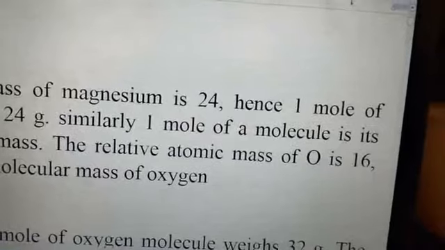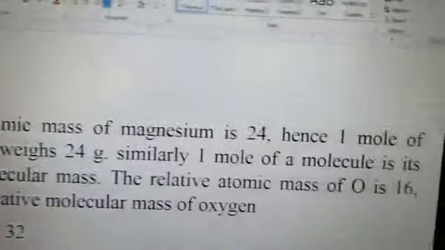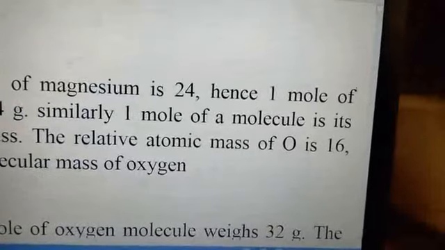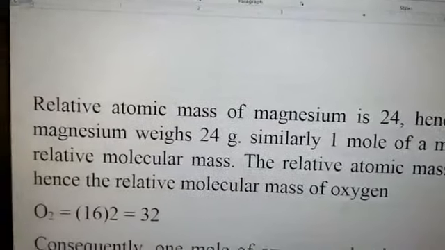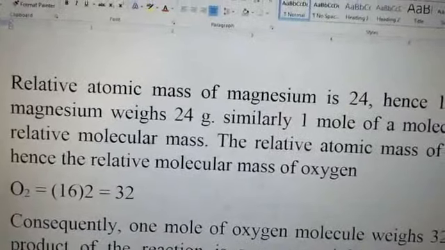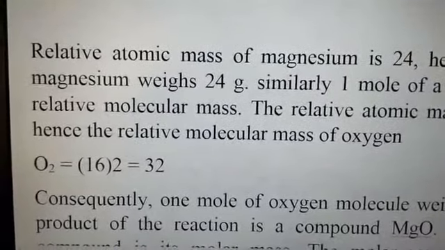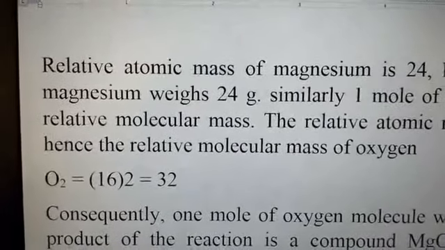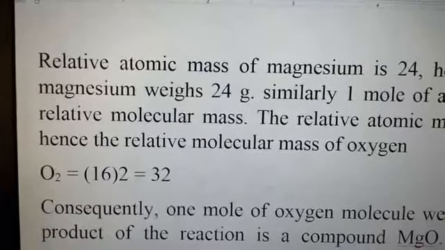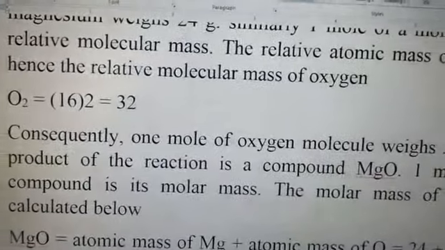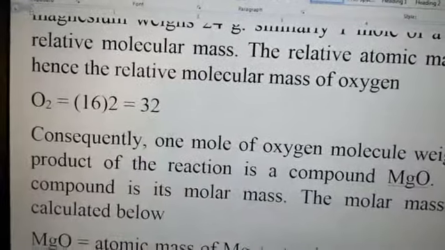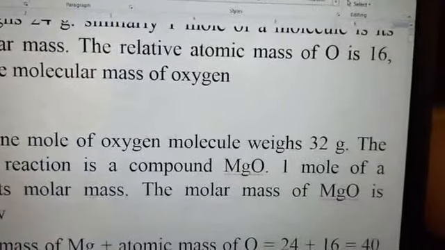Similarly, 1 mole of a molecule is its relative molecular mass. The relative atomic mass of oxygen is 16, but oxygen exists as a molecule. Hence, the relative molecular mass of oxygen is given by O2, which is 16 times 2. 16 stands for the mass of an atom, so since there are 2 atoms in a molecule, the molecular mass or the molar mass is also 16 times 2. That gives us 32. So consequently, 1 mole of oxygen molecule weighs 32 grams. So for a molecule, 1 mole of it is equal to the molecular mass or molar mass.